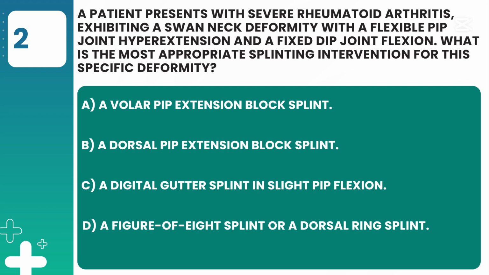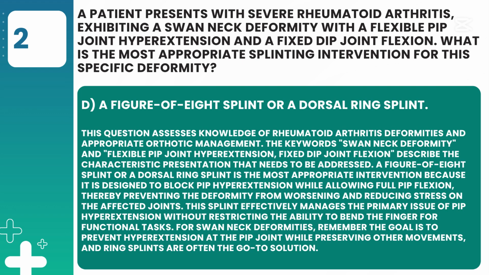B. A dorsal PIP extension block splint. C. A digital gutter splint in slight PIP flexion. D. A figure of 8 splint or a dorsal ring splint. Answer: D. A figure of 8 splint or a dorsal ring splint.